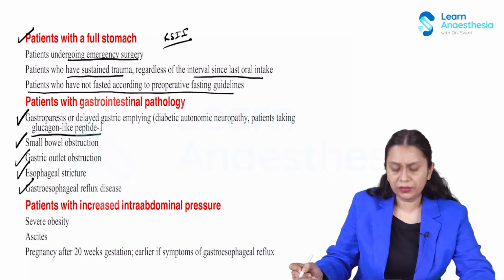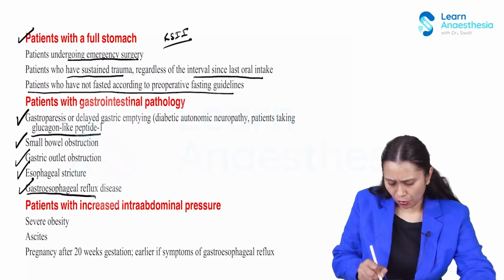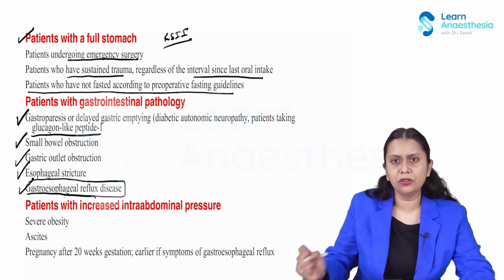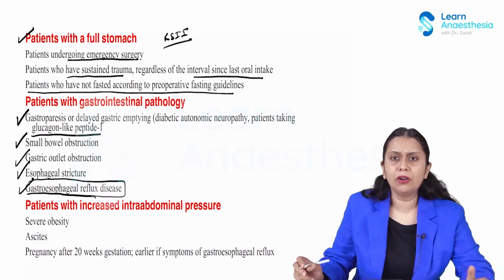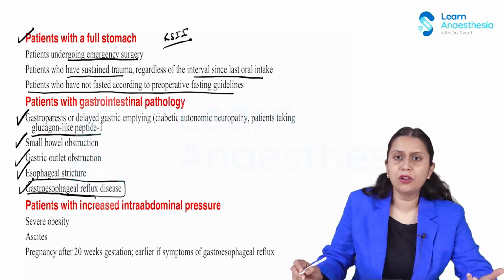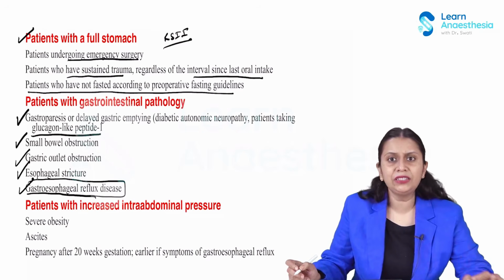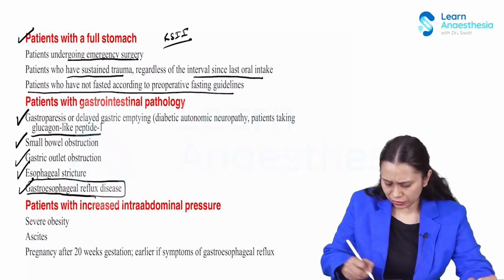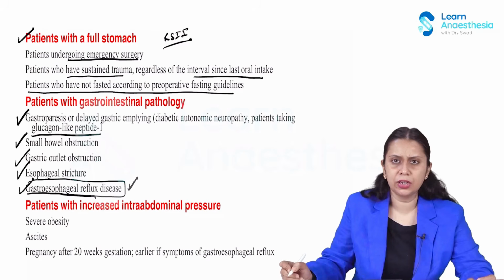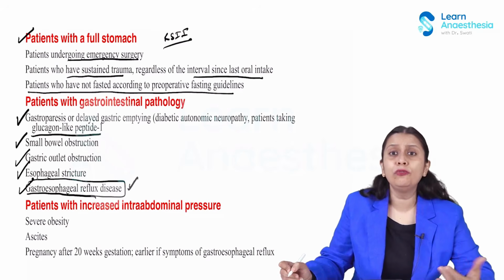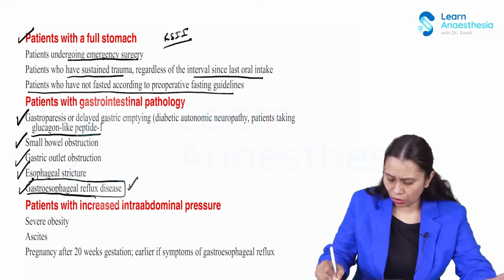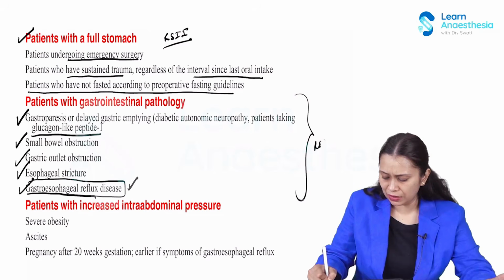Now, gastric reflux disease. We need to take a proper history of the patient, a history of heartburn or regurgitation, whether some active symptoms are present or not. So we will elaborate a little bit more on gastroesophageal reflux disease patients whom we choose for RSII. So in all these patients, we can consider RSII.